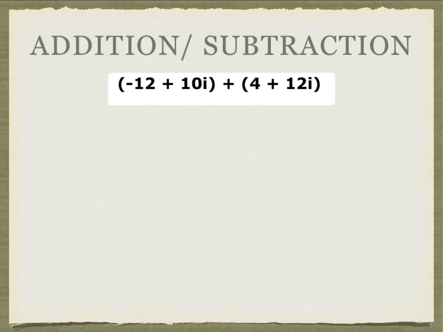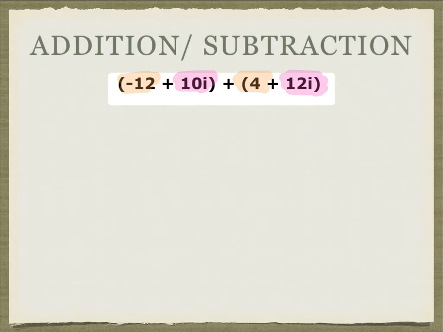So you can only add real numbers with real numbers and complex numbers with complex numbers. So you can't add a whole number and an i. So we can only combine this negative 12 with 4 and 10i with 12i. So you can only add real numbers with real numbers, imaginary numbers with imaginary numbers.